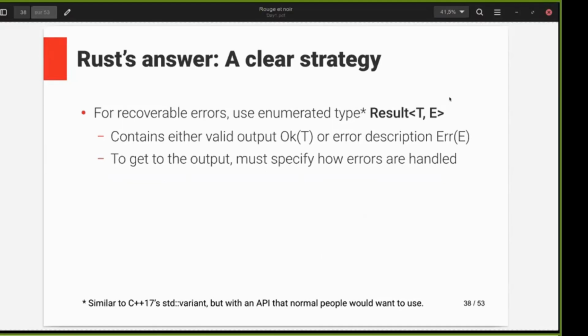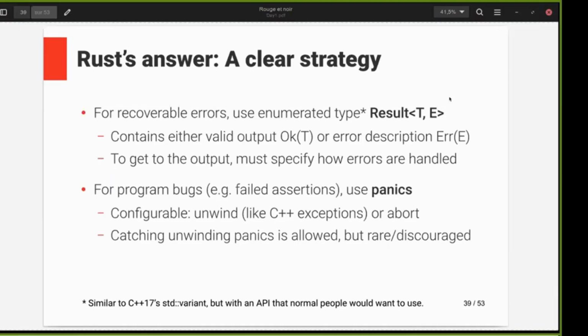The way Rust attempts to resolve this problem is to have a clearer strategy that encompasses more use cases. In the case of errors that are recoverable, like for example, you tried to open a file and there was no file, or the file is not available for opening, your function can return an enumerated type called Result. The idea of the Result type is that it can contain either a valid output or an error description. And to get to the output value, assuming it is present, you have no way but to specify in your code how errors are to be handled. And this means that Rust code that uses libraries that use the Result type cannot avoid handling errors. It has to do so. So we get much better error handling simply by virtue of this.